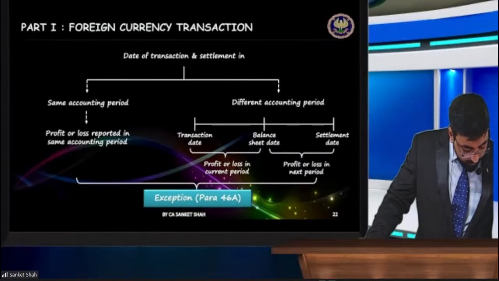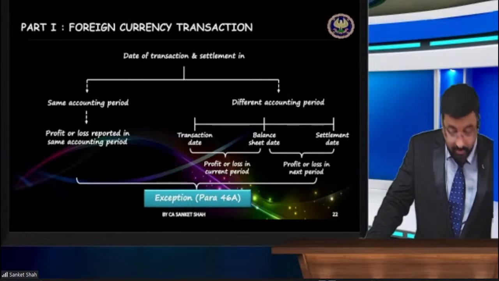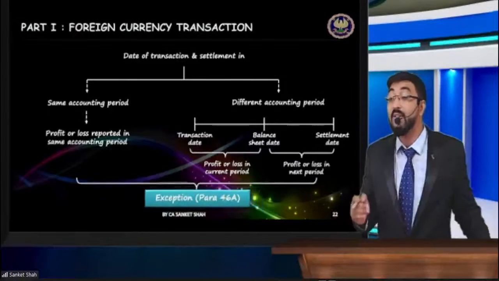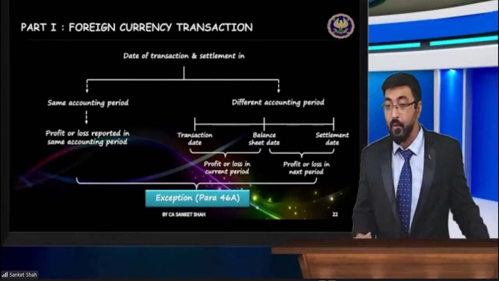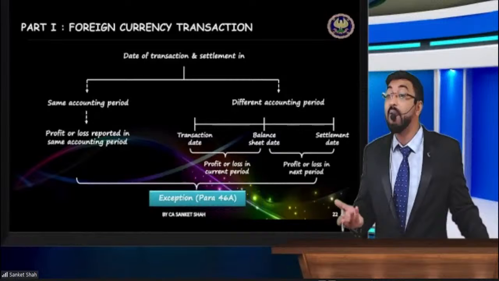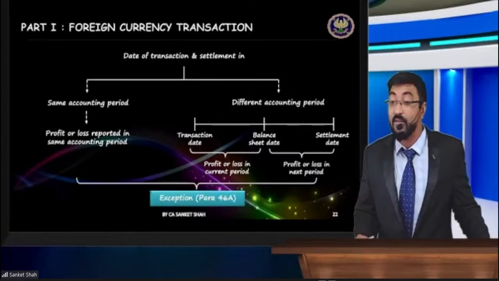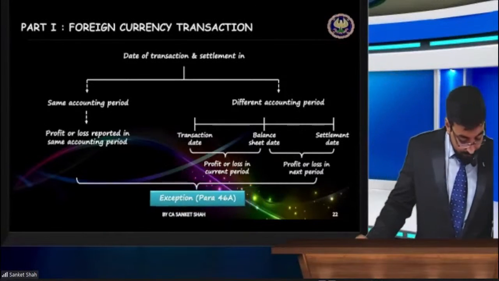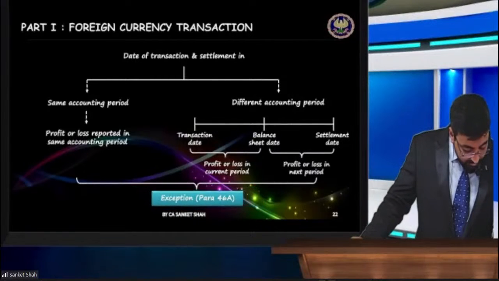Apurva, it's not correct, beta. On balance sheet date, I'm asking you where to adjust the difference. Where? It is not when. Kahan pe adjust karna hai foreign exchange difference? That is the question.